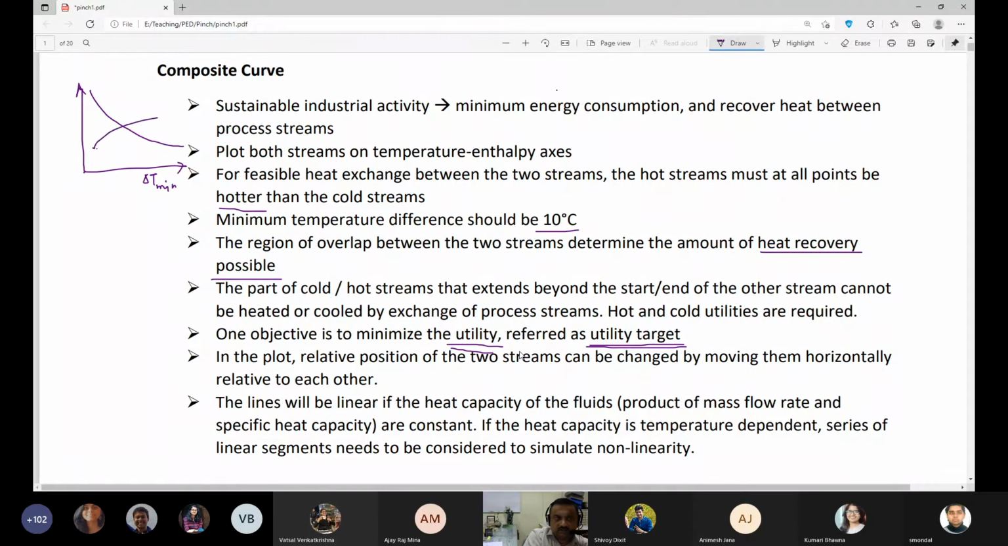And then one objective would be to find out where the minimum is, which gives me the minimum in terms of cost. So one objective is to minimize the utility. The other objective would be to minimize the cost, I mean, where the minimum of the total cost is. Total cost means the capital cost plus the energy cost.